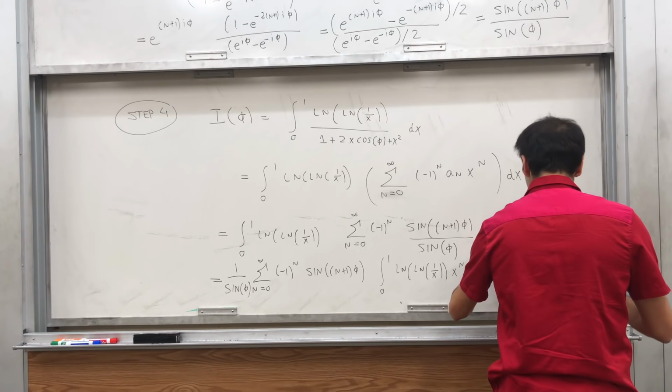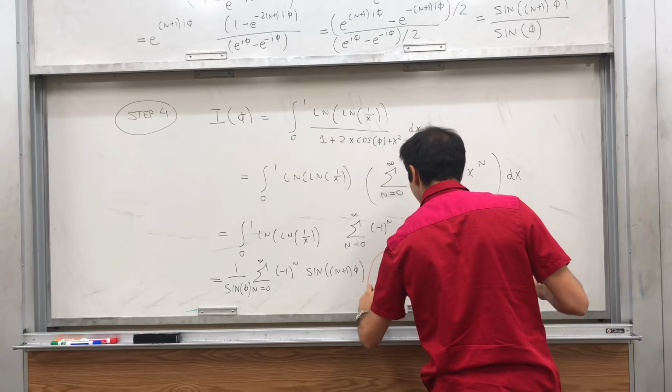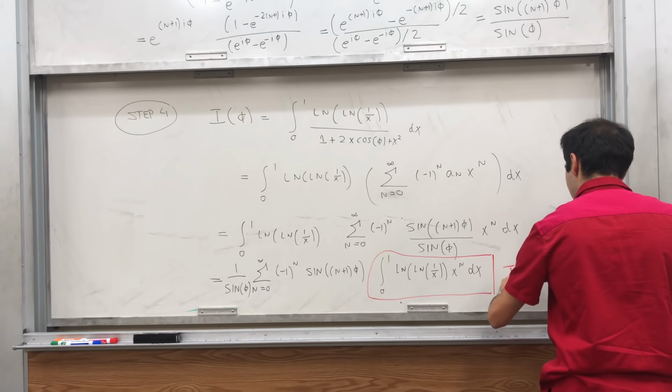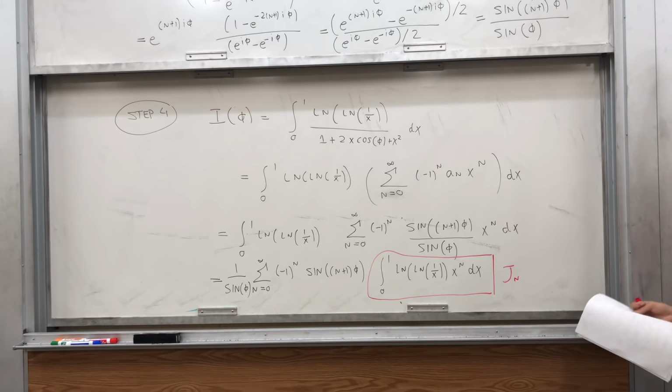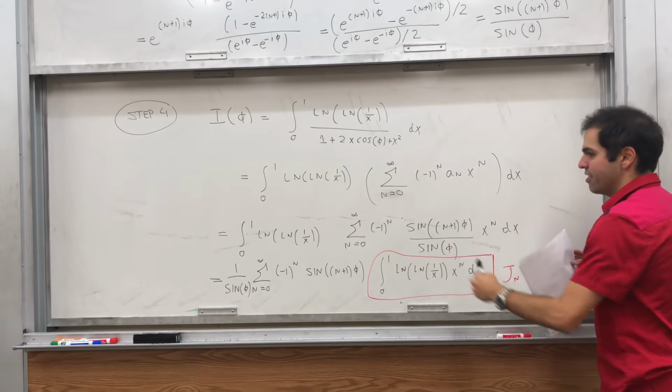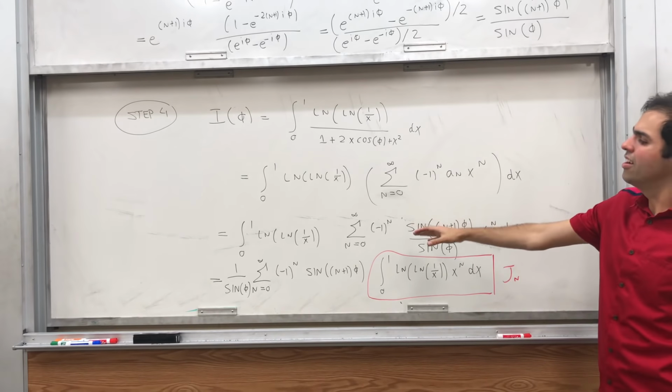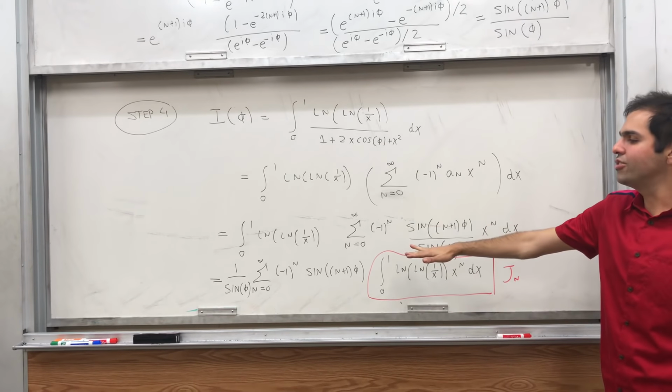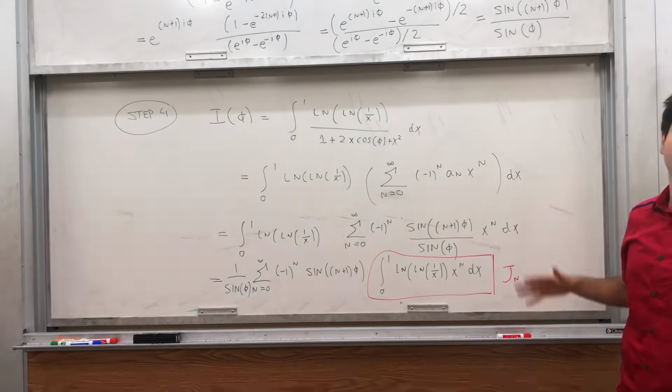Now, this term, let's call it Jn. And for the next step, we would like to find a formula for Jn. So we'll build ourselves up. Once we found Jn, we just need to evaluate the series, and then we are done.